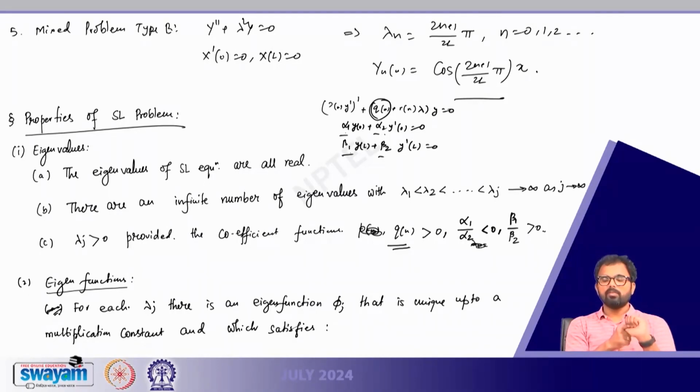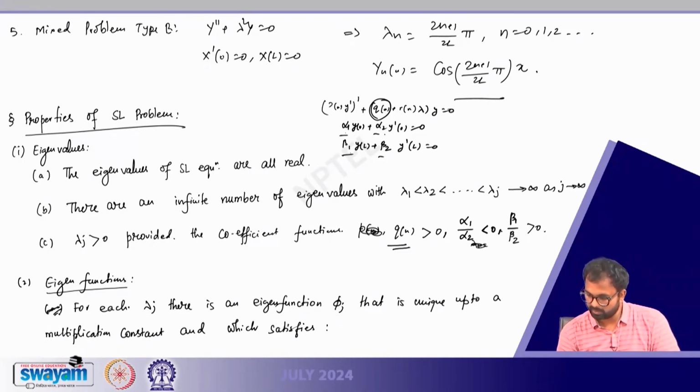Then there are an infinite number of eigenvalues, lambda 1 less than lambda 2 up to lambda j, and they all tend to infinity as j tends to infinity. I mean, eventually as j tends to infinity, lambda j will tend to infinity. And the important thing is the eigenvalues will be positive for all j, if the coefficient function, that is q(x), is positive, and alpha 1 by alpha 2 is less than 0 and beta 1 by beta 2 is greater than 0.